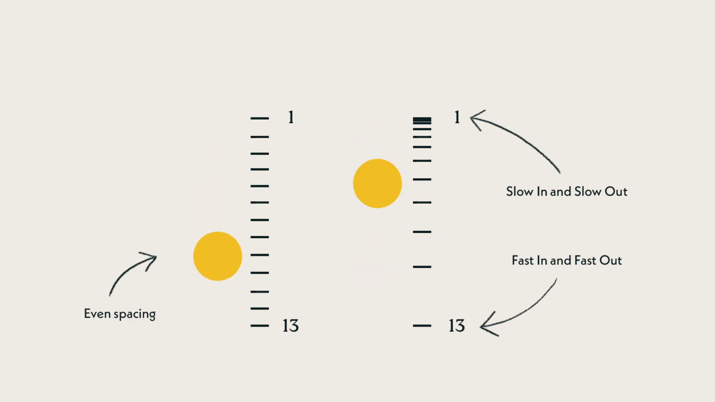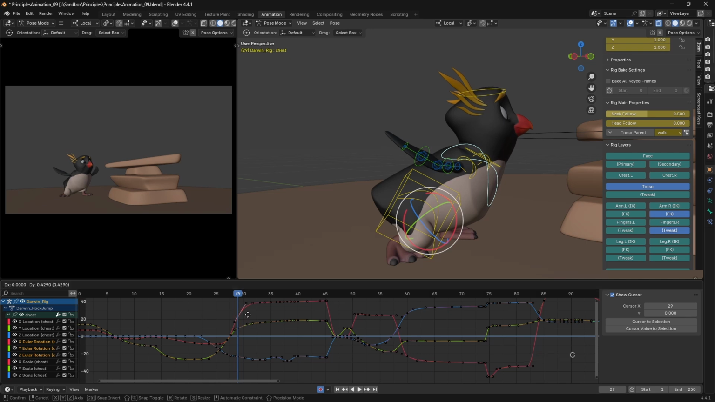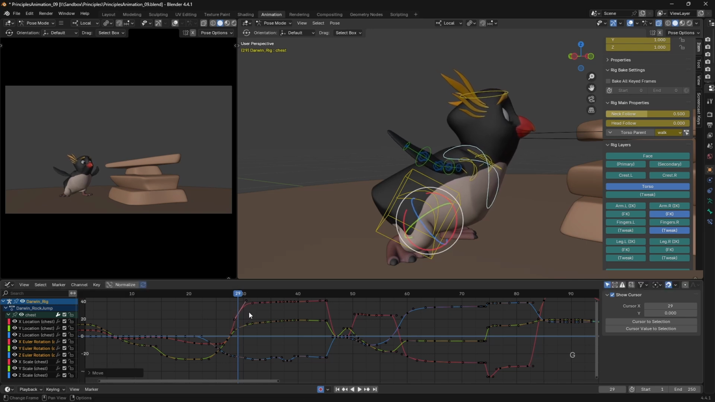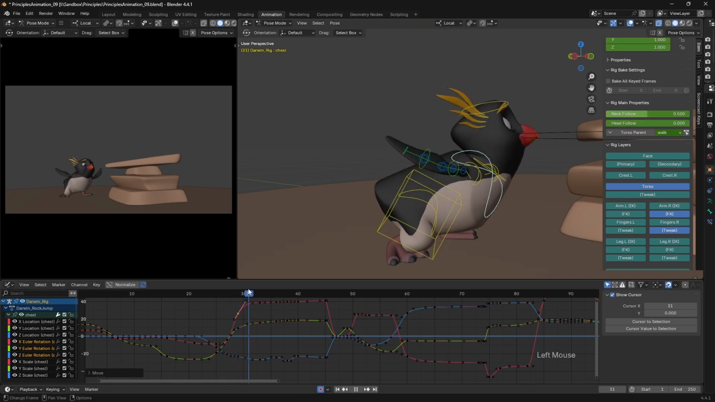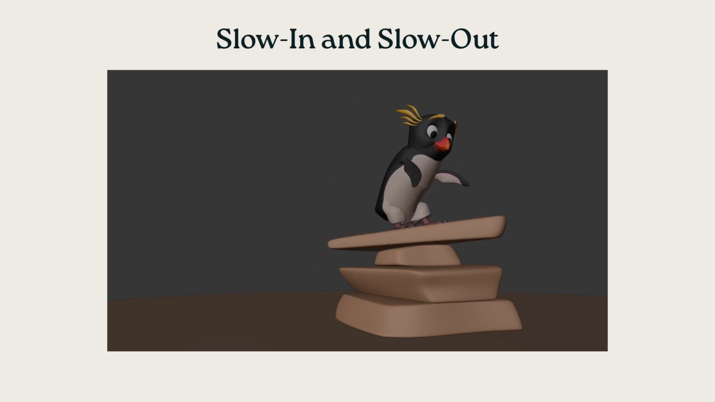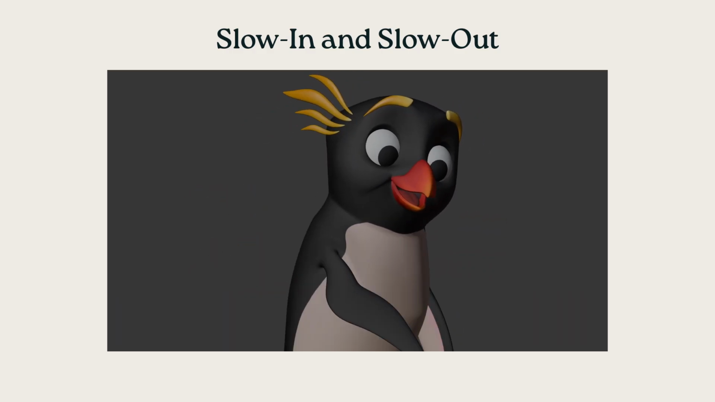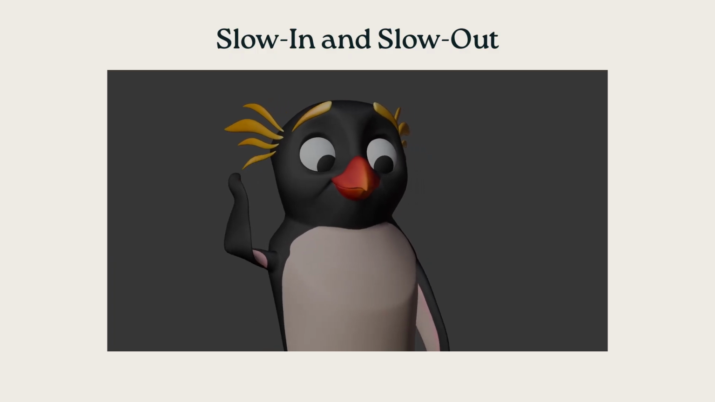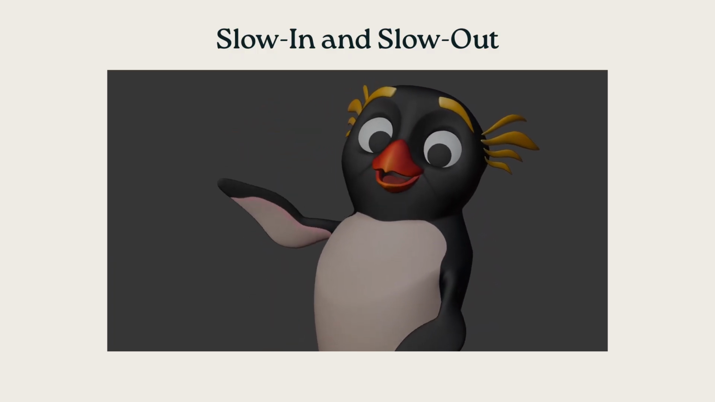So the ball slows as it rises and then accelerates as it begins to fall again. It's through the careful combination of timing and spacing that we can achieve believable and entertaining results. Looking again at our penguin animation, by adding some slow in and slow out, some acceleration and deceleration, we can create more believable and more natural movement.